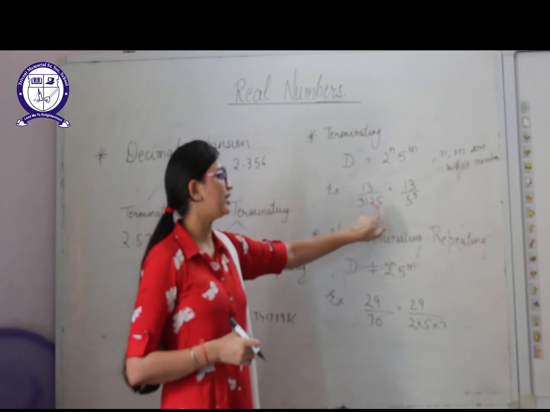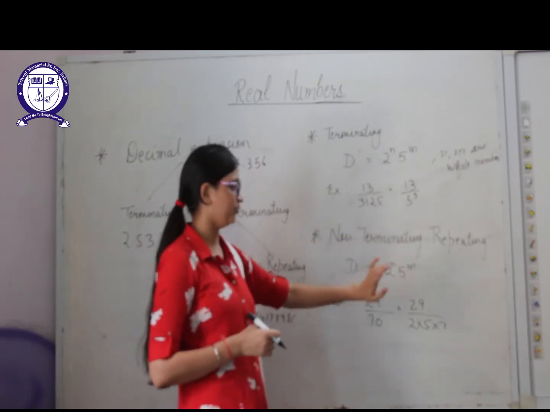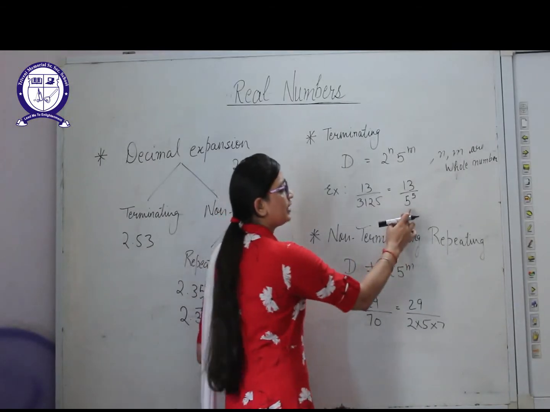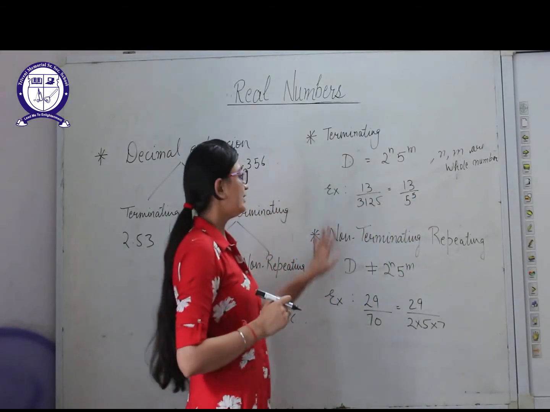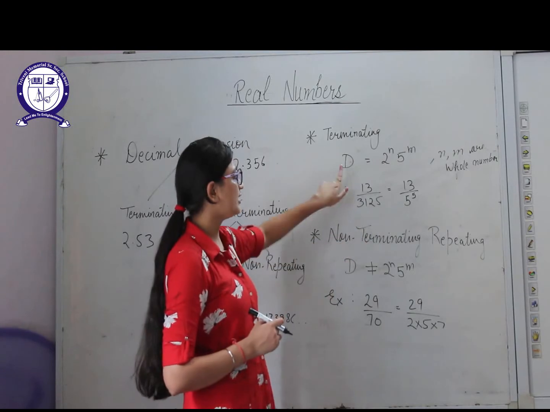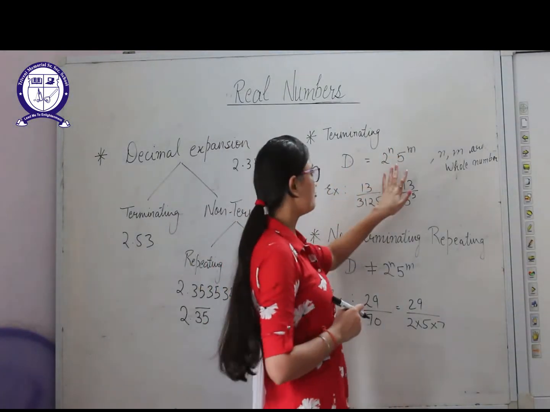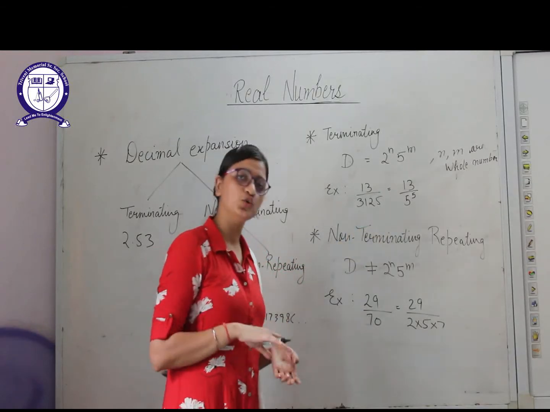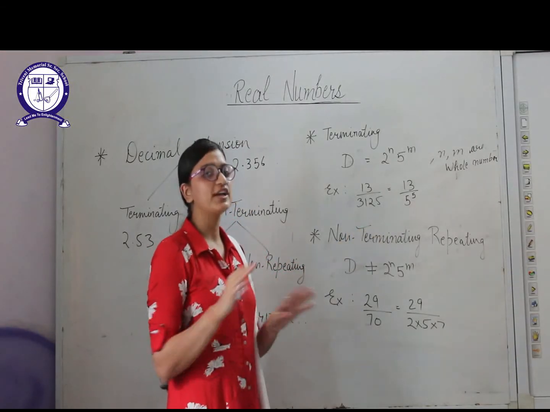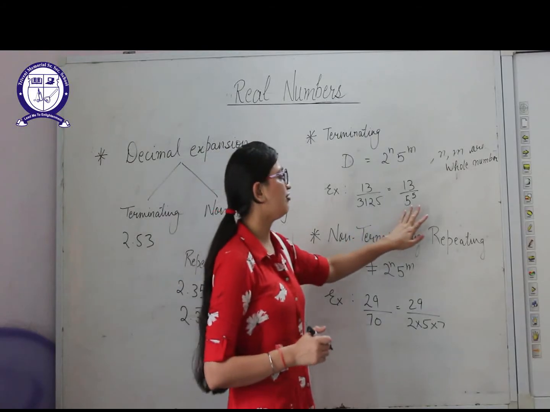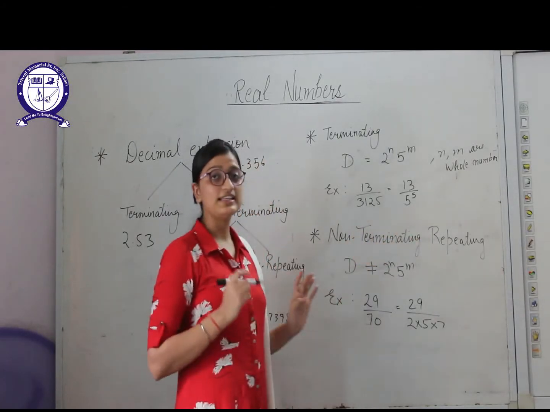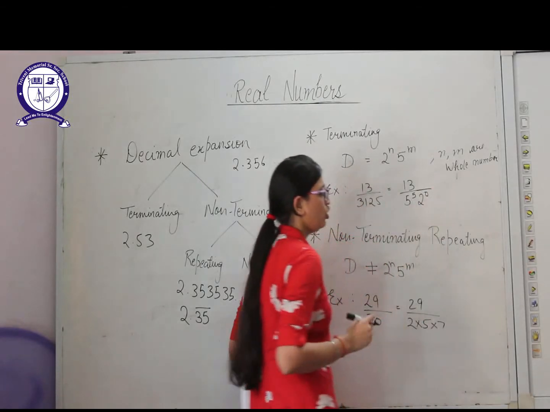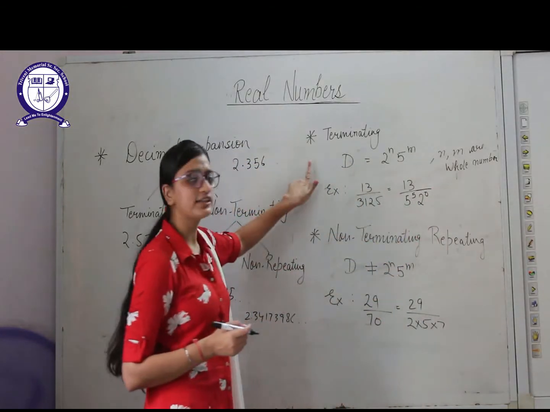Here we can see the denominator is 3125, right? We will find the prime factors of it. 3125 can be written as 5 raised to the power 5. Now the rule is whenever the denominator is of the form 2 raised to the power n and 5 raised to the power m, that means the denominator should have factors of either 2 or 5 or both, but no other factors. Here we have the factors of 5. It doesn't have 2's factor, but we can write it as 2 raised to the power 0 also. So this type of expansion will be terminating.